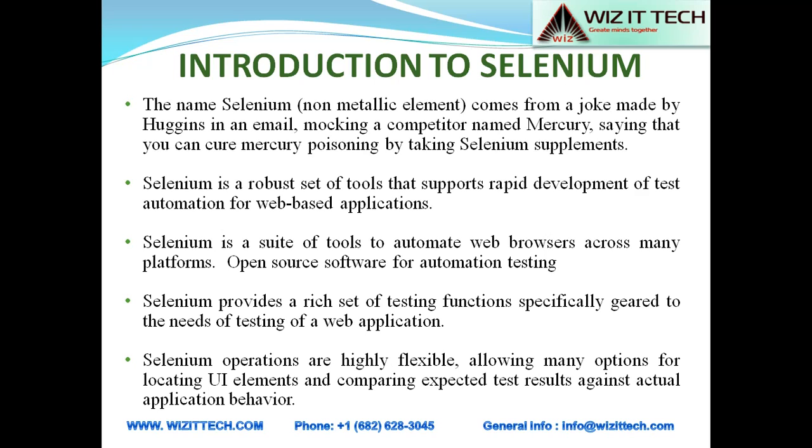First, we need to know why the name for this automation tool is Selenium. Actually, selenium is a non-metallic element, and the name comes from a joke made by Huggins in an email, while making a competitor to Mercury, which is developed by the QTP tool, saying that you can cure mercury poisoning by taking selenium components. So that's why they named it Selenium, which is a competitor to QTP.